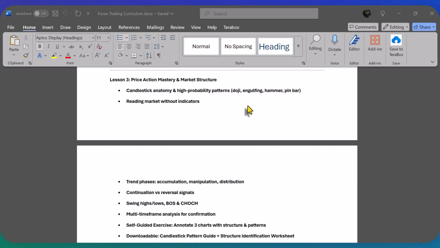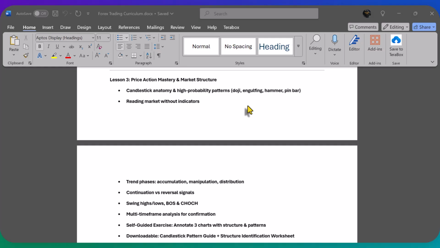I'm really excited about this lesson because we are moving into one of the most powerful ways to read the market, which is price action and market structure. And I'm really excited that you guys have also reached this far. We've learnt about lesson one, lesson two, and now we are moving into one of the juicier aspects of forex trading, which is lesson three, and the topic is price action mastery and market structure.